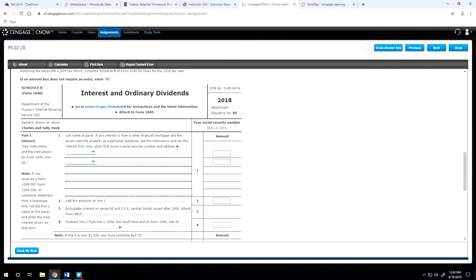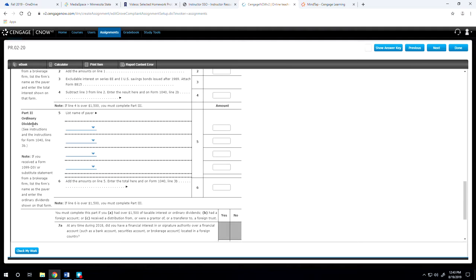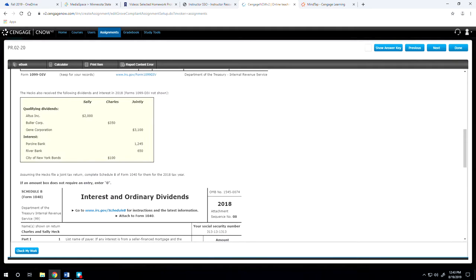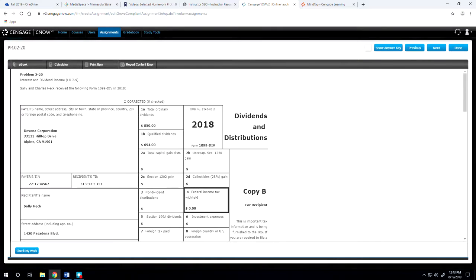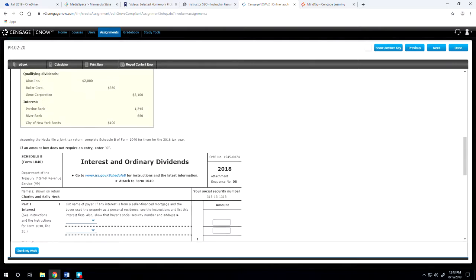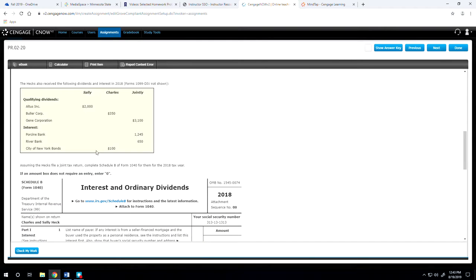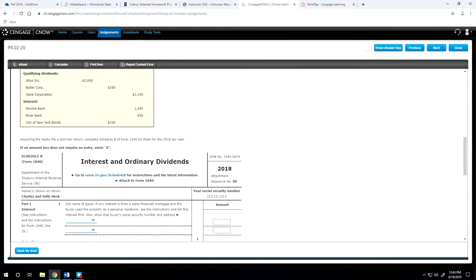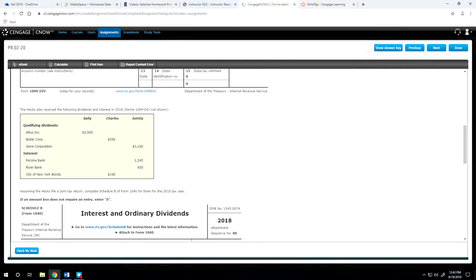So this is the interest section up here, and then down here is the dividends section. So for interest, where did our interest come from? Let's go back up here. We know that the interest amounts aren't on here because they only told us about dividends, so we're not worried about that right now. But for interest, we received money from these two different banks. And we also have Charles got interest from some New York bonds.